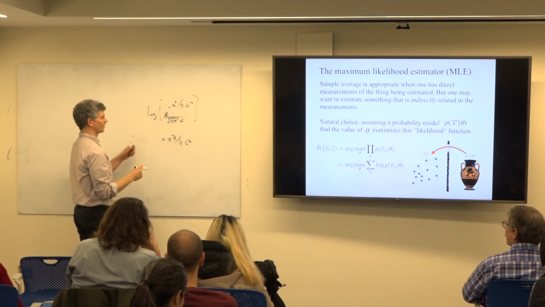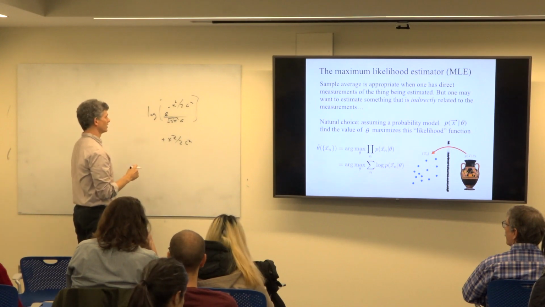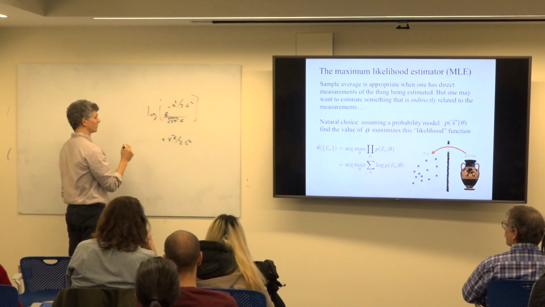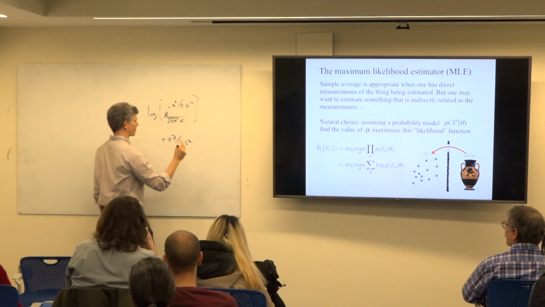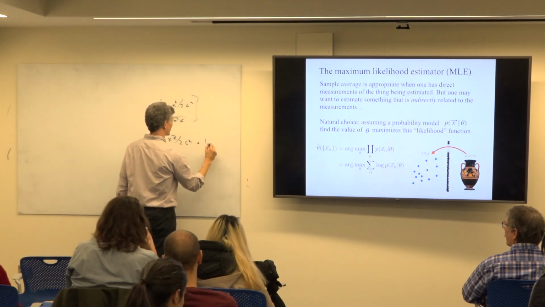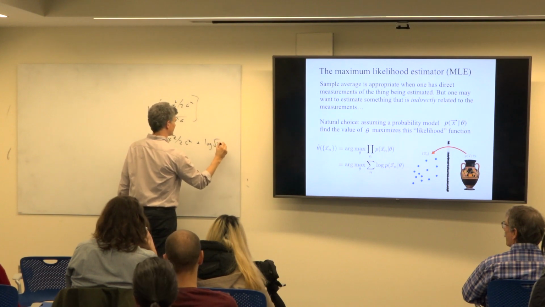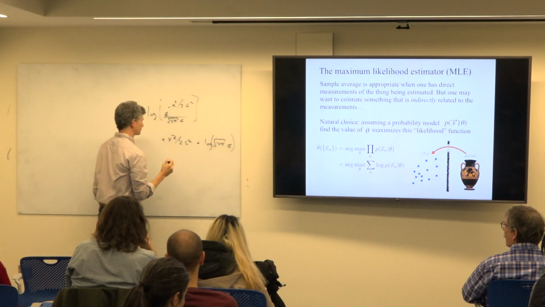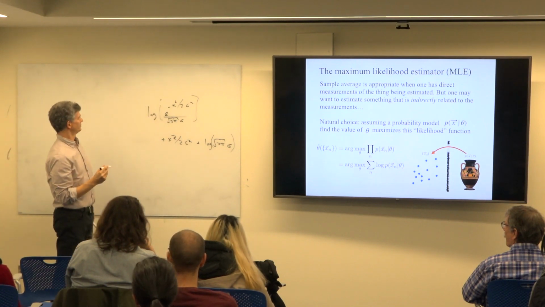Why am I bothering? We often ignore the normalization constant. Why am I putting it in now? Because sigma is the parameter. Could be, yeah. Does that look right? Yeah.